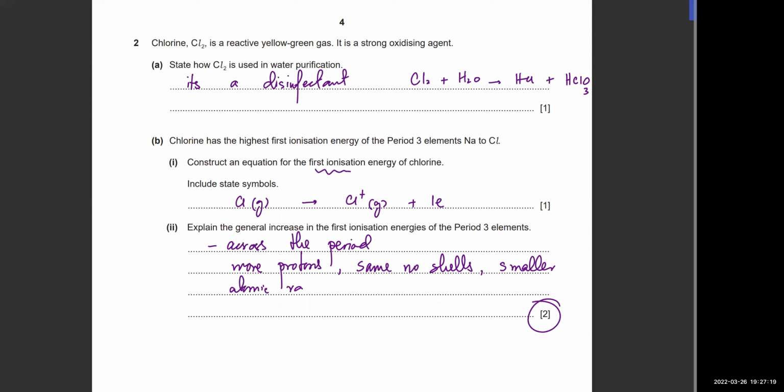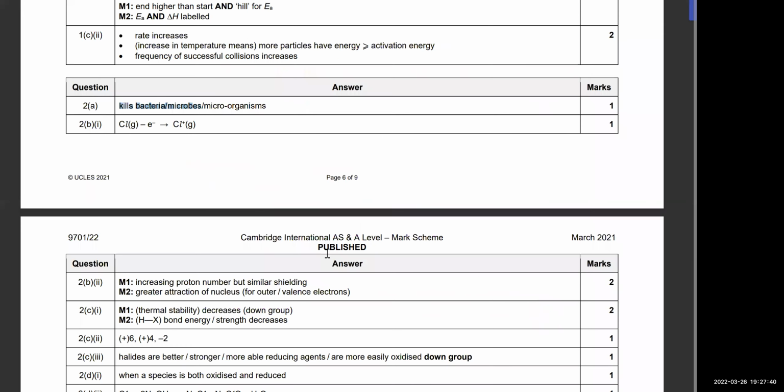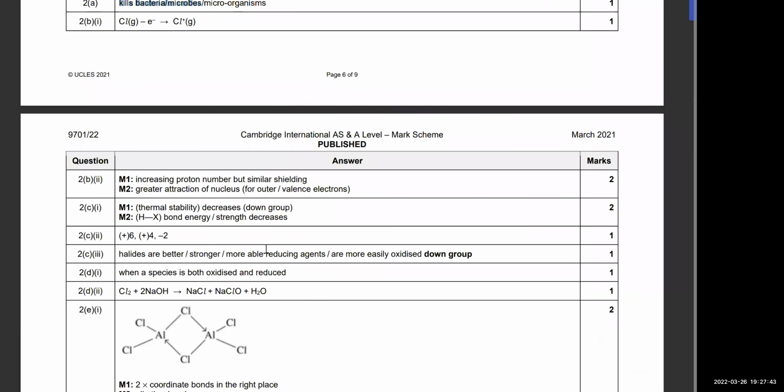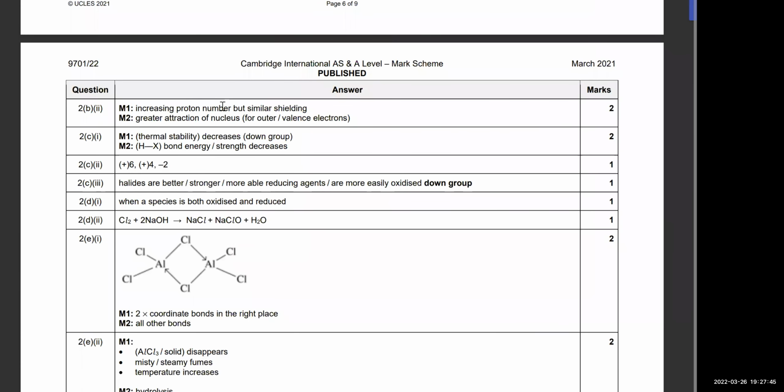Which is why there's going to be more attraction for electrons. So you have to write more attraction for the valence electrons. Except that there's going to be dips at group 3 and group 6. How is it divided? It's a similar shielding, increasing proton numbers.